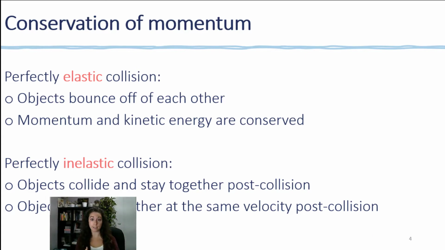Now, the opposite of a perfectly elastic collision is a perfectly inelastic collision. So in a perfectly inelastic collision, momentum is still conserved, but rather than bouncing off of each other, the objects in the collision stay together after the collision and they move together with the same sort of post-collision velocity.